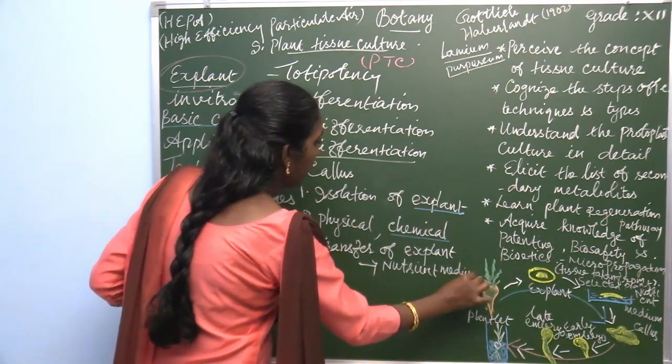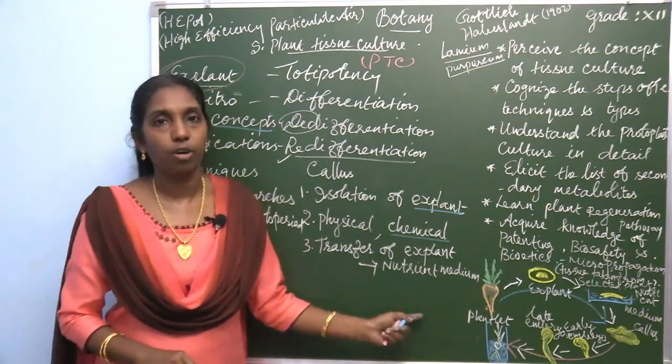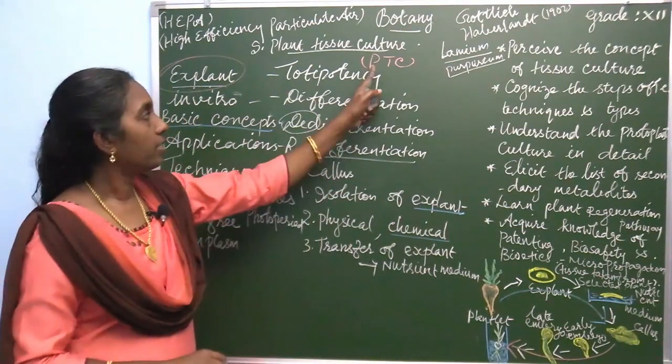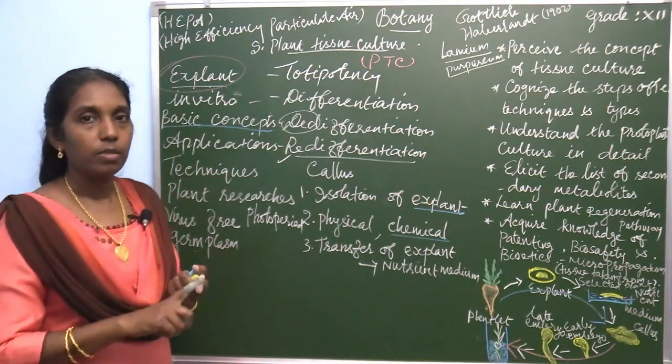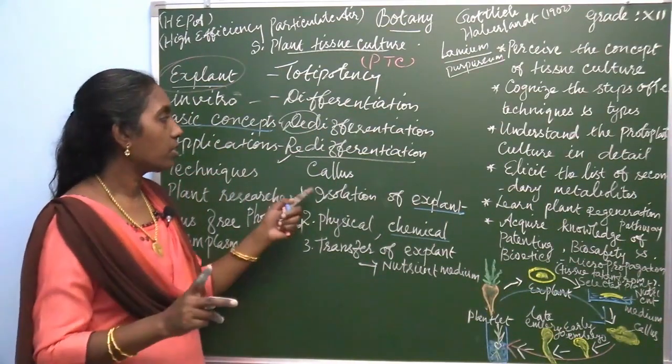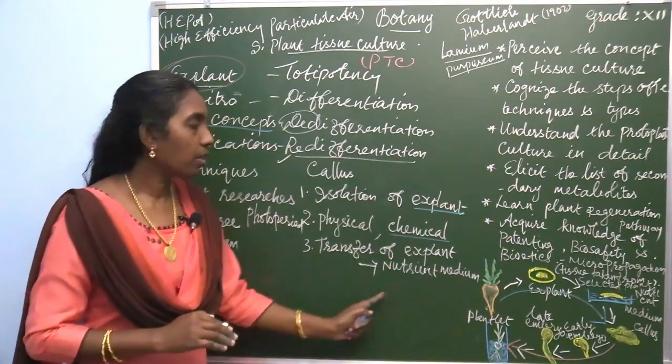Nutrient medium. So these are the three basic principles for plant tissue culture, PTC. First question is the concept of plant tissue culture. Second question is basic principles. These three principles are important.